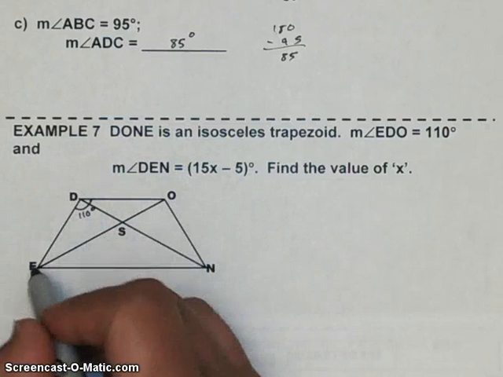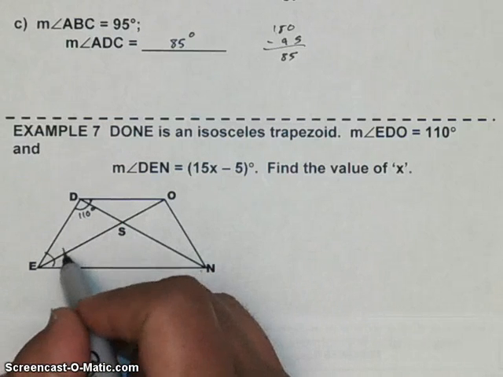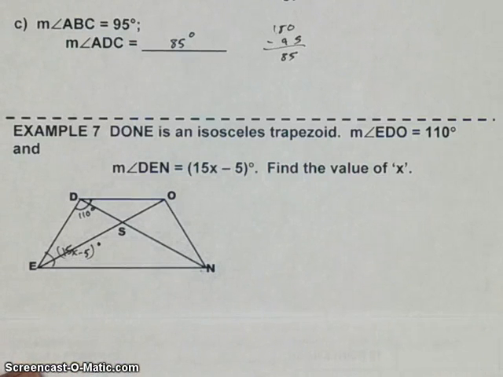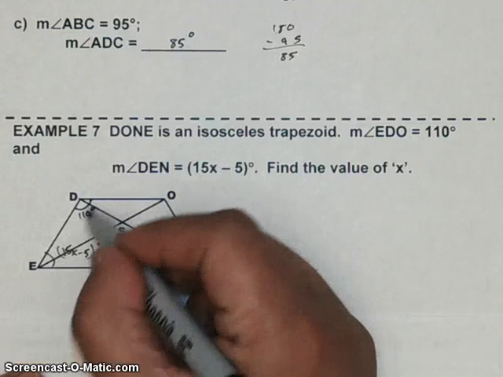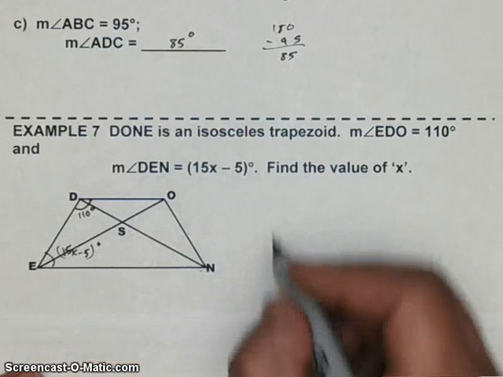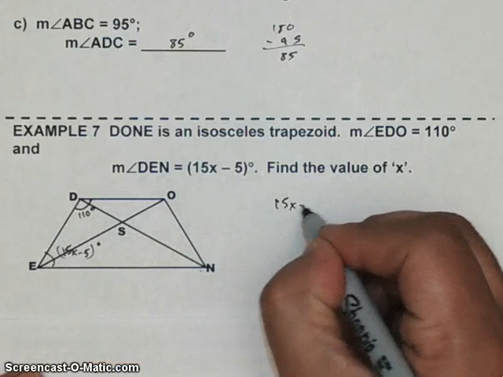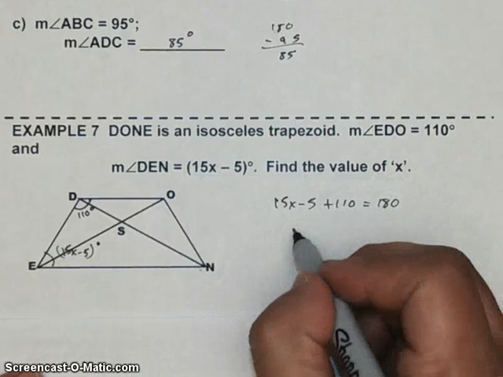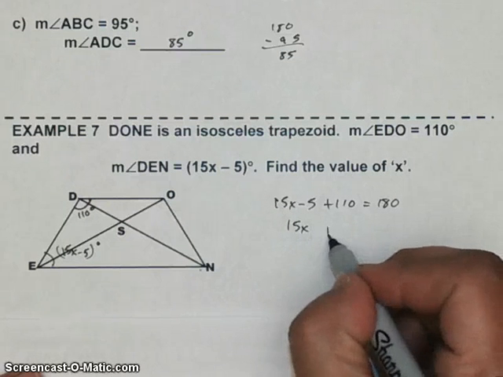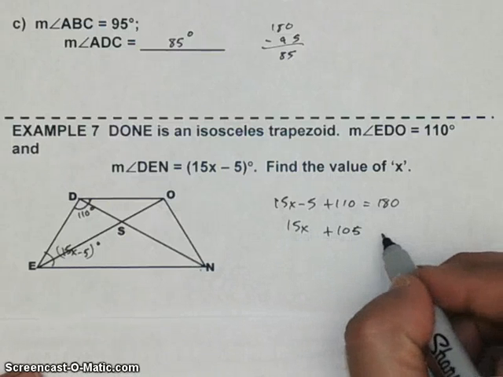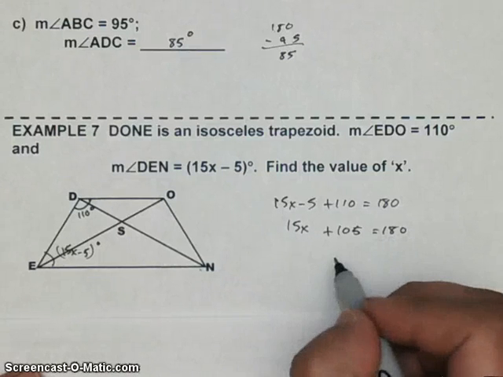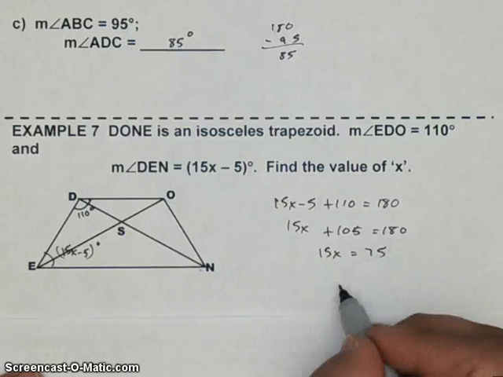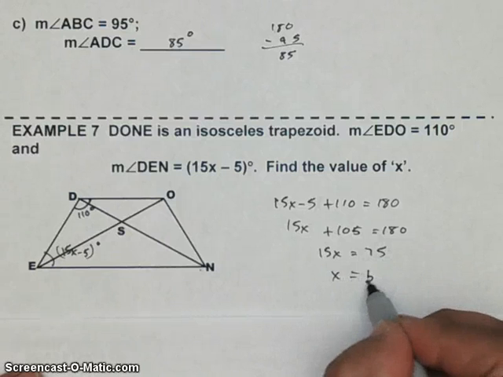And I know DEN is 15x minus 5 degrees. All right, we want to solve for x because these are same side interior. That means that 15x minus 5 plus 110 is 180, which gives us 15x plus 105 when we combine like terms. Subtract the 105 from both sides, we get 15x is 75. Divide by 15, and that tells us that x is 5.